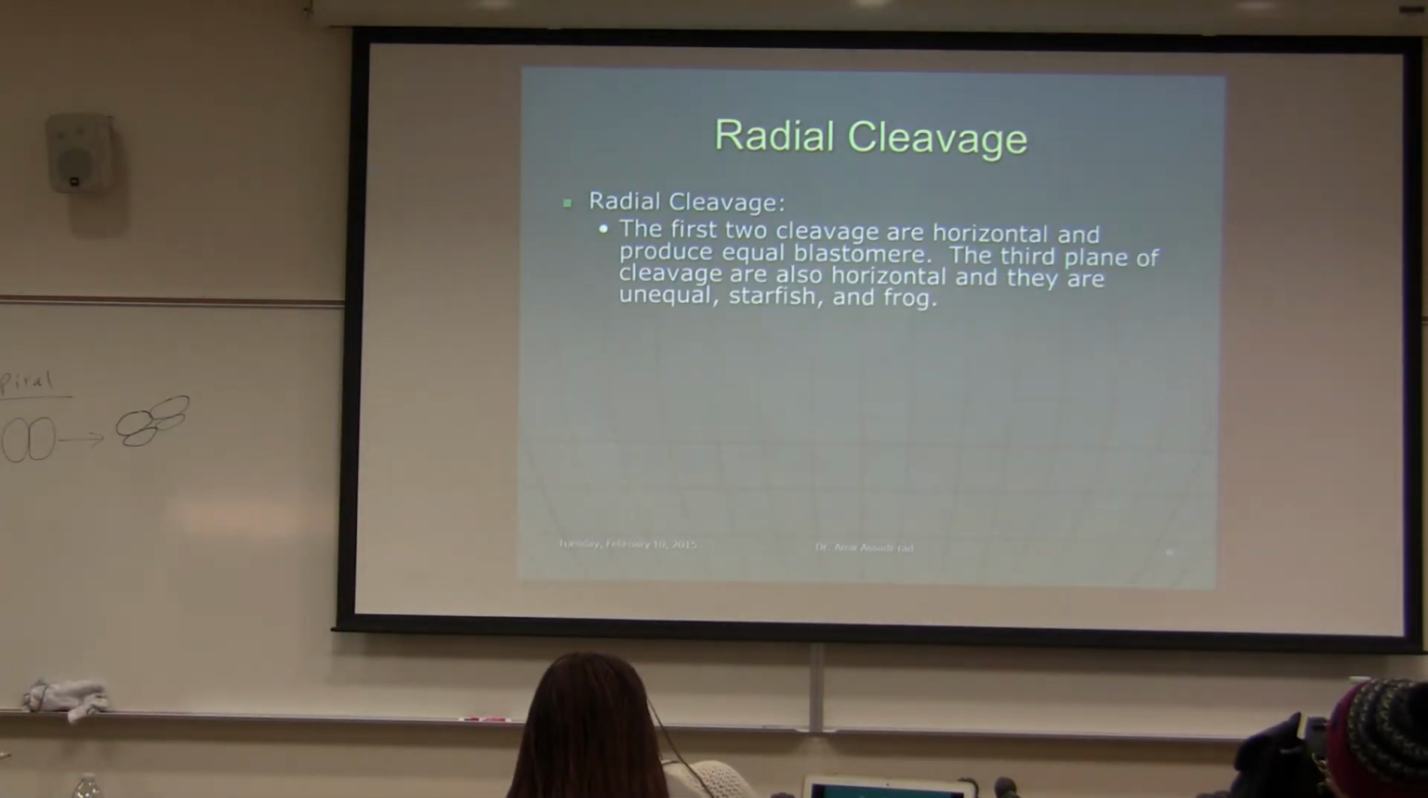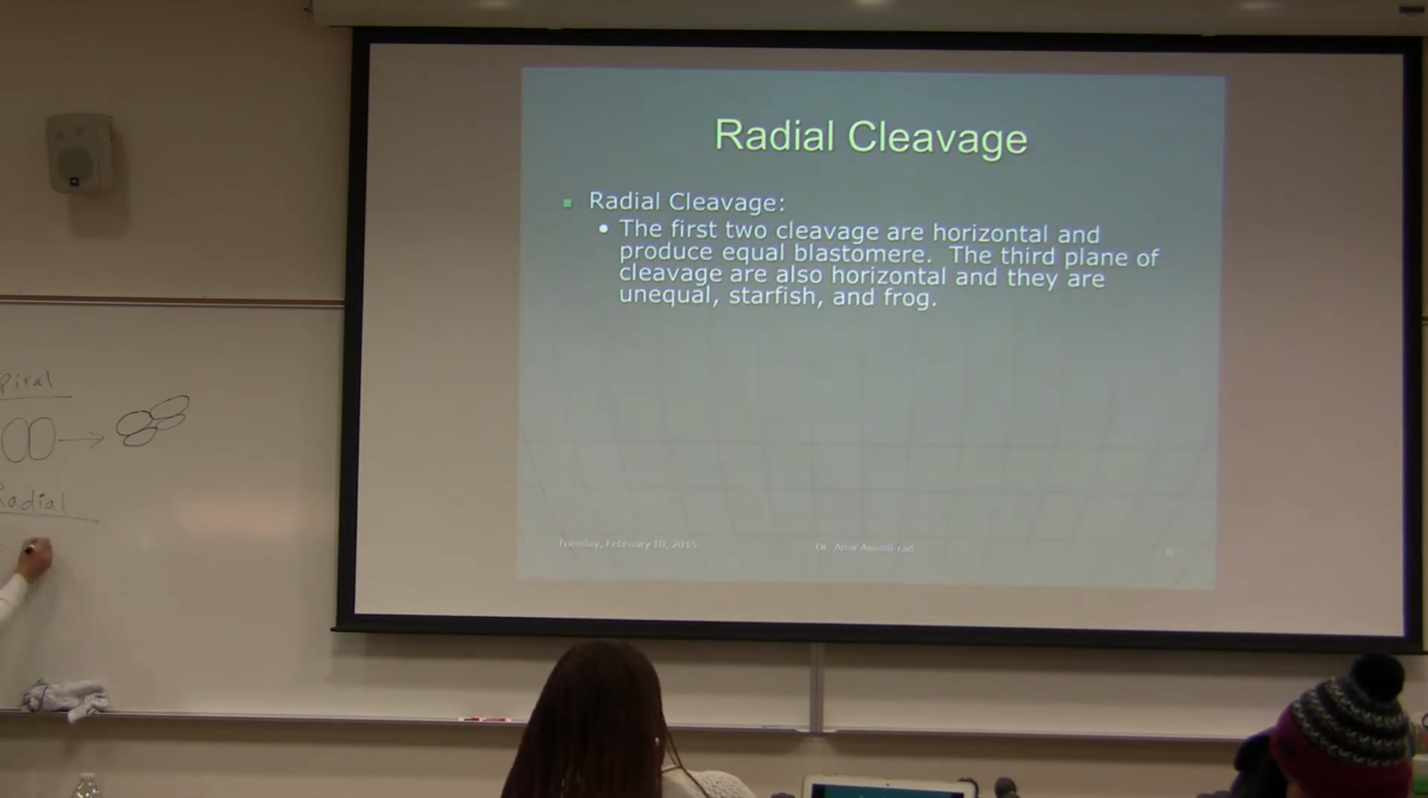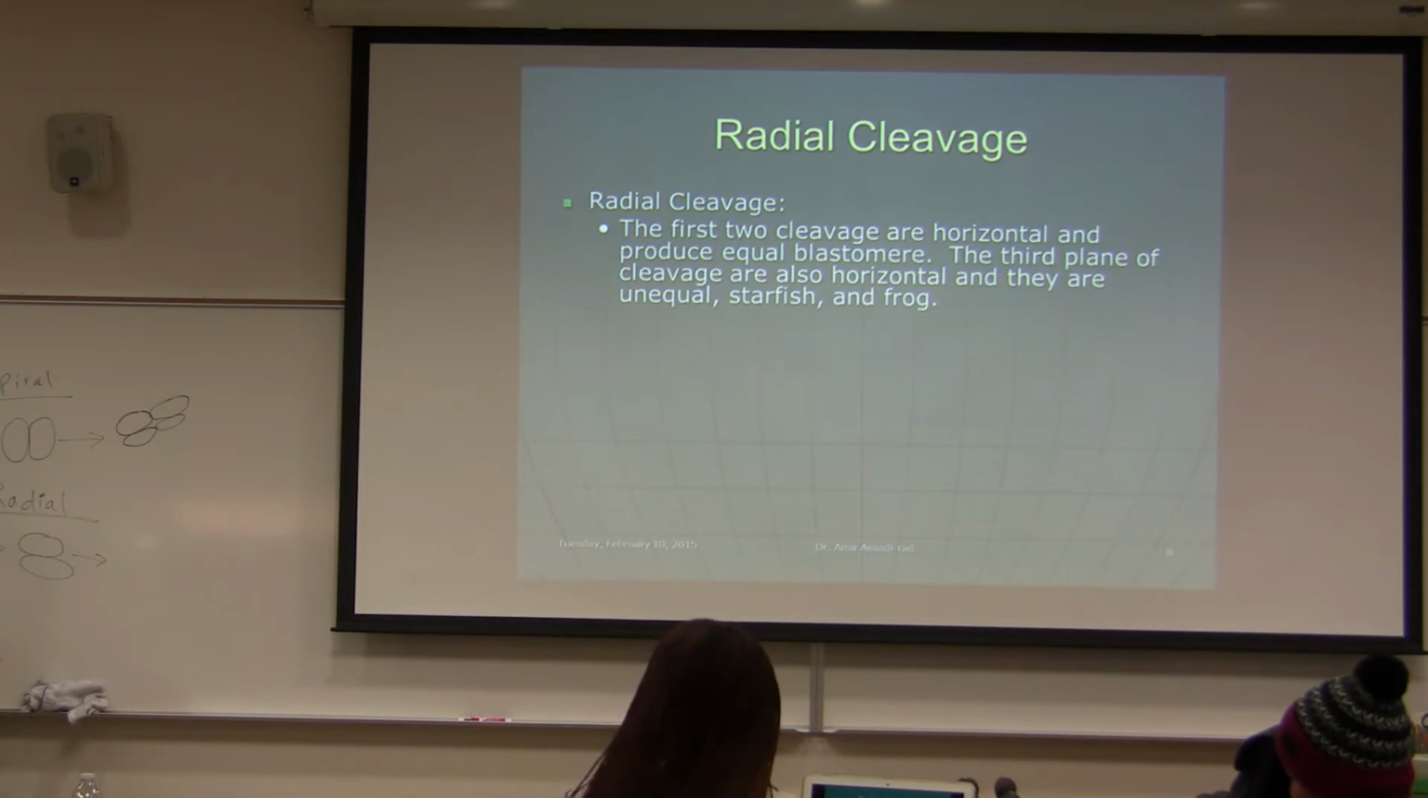Then radial cleavage. Radial, on the other hand, is one of the 2 main ones that we are going to talk about for most of the semester. Okay, you have a zygote again. Then the first 2 cleavages are horizontal, so it would be like this. I hope I'm making some sense. And they produce equal blastomeres.